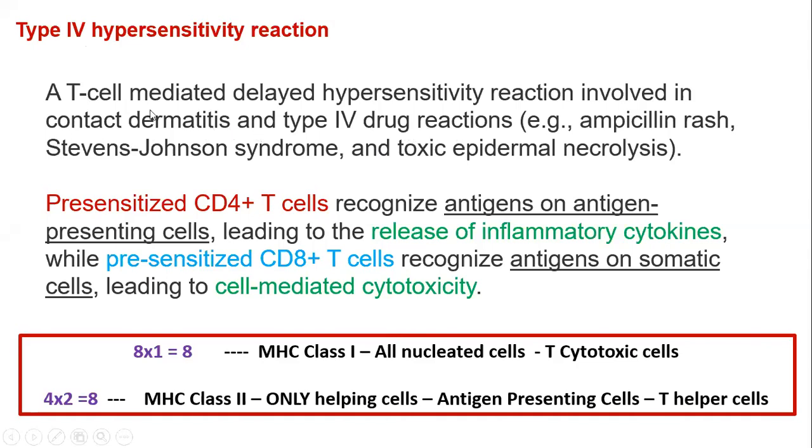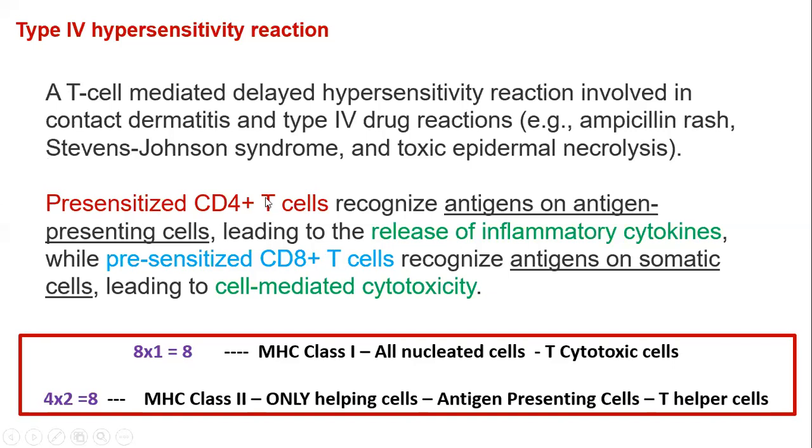It is involved in a specific disease condition called contact dermatitis, or you can simply say touch and T cell, touch and T cell, or type 4 drug reaction. The drug may be a TB drug, or we'll see that there is some kind of T linked to that mnemonic, ampicillin rash, or some other epidermal necrolysis. So when you look into the mechanism, that's talking about T cells in this hypersensitivity reaction.